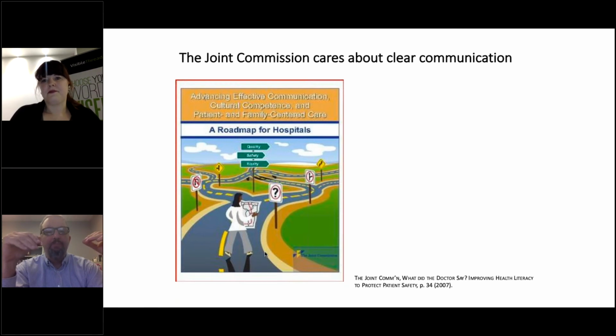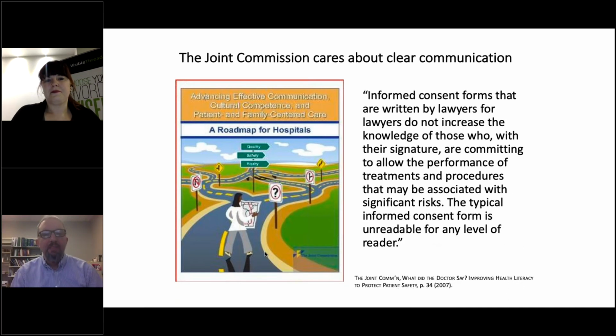Now, the Joint Commission, again, they're the ones that certify hospitals under the conditions of participation. This was published in 2007, and I love this quote, again, because it bashes my kind: informed consent forms that are written by lawyers for lawyers do not increase the knowledge of those who, with their signature, are committing to allow the performance of treatments and procedures that may be associated with significant risk. The typical informed consent form is unreadable for any level of reader.